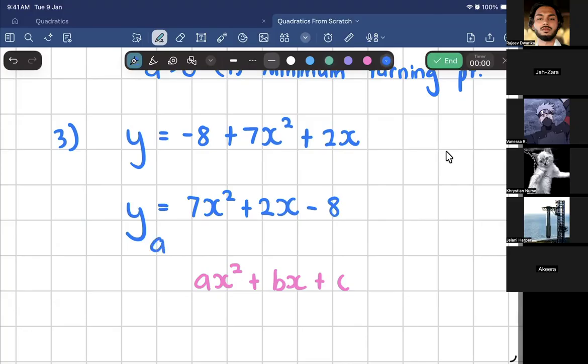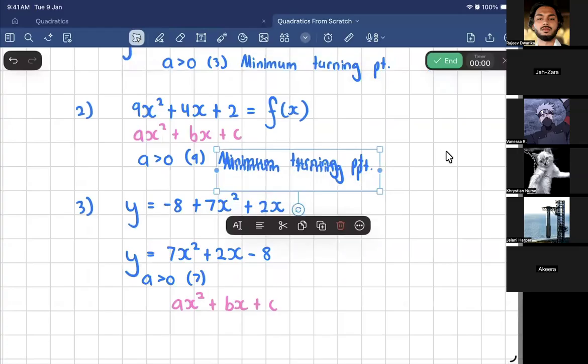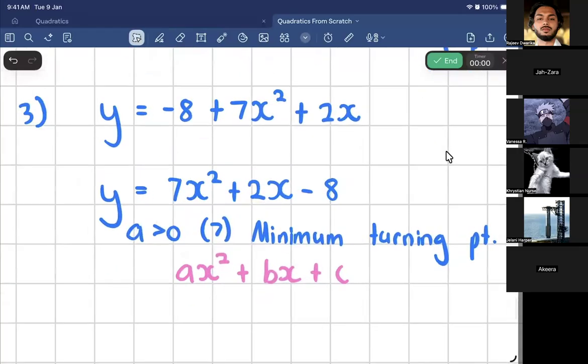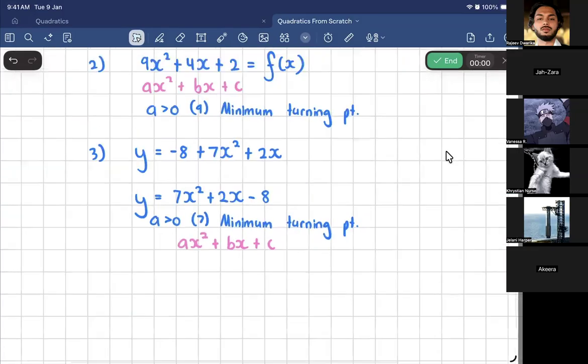7. Right, A is 7, so A is more than 0. So again, that's going to be a minimum turning point. Could somebody tell me what B is? B is 2, sir. Right. Somebody else, what is C? Negative 8. Right, negative 8. Cool.